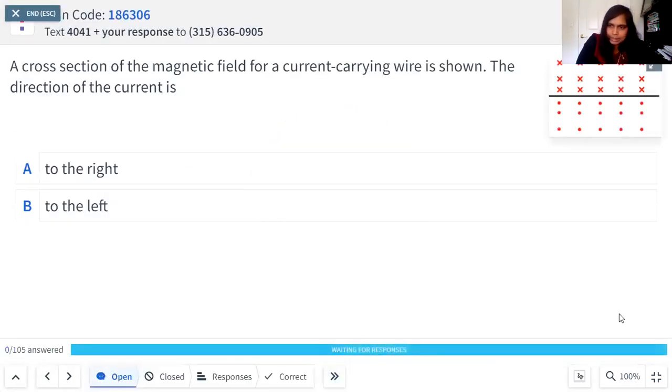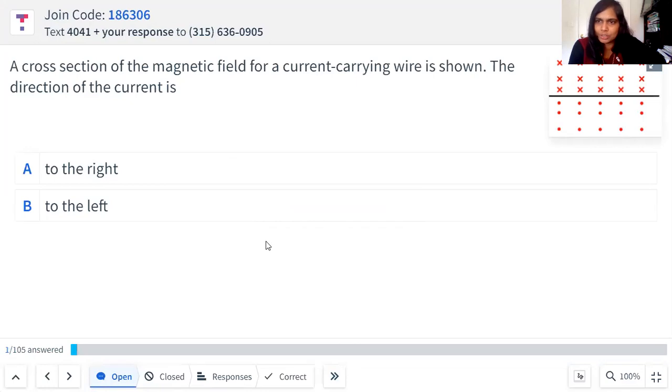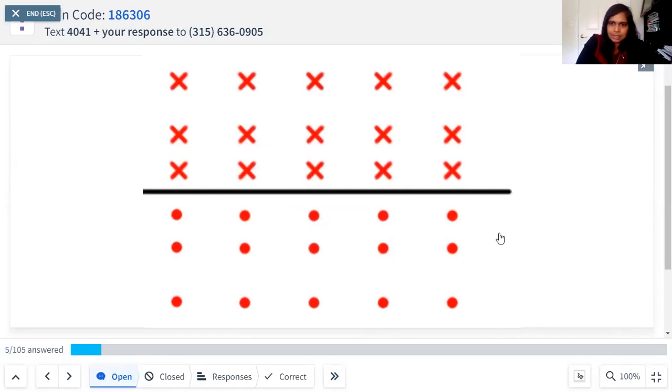Oh no, don't answer it yet. Maybe we can try it, but I know you don't have any idea what these dots and crosses are, so I will help you. The question says a cross section of the magnetic field for a current carrying wire is shown, and it asks for the direction of the current. Please stop answering. Let's discuss this, then you can answer it, and there will also be a couple of questions on homework. I'll go over this one again on Thursday.